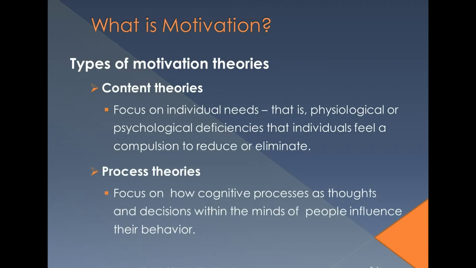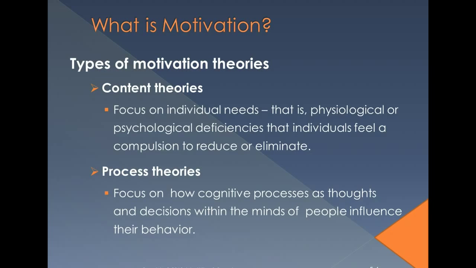Process theories of motivation focus on how cognitive processes, such as thoughts and decisions within the mind of people, influence their behavior. Whereas a content approach may identify job security as an important individual need, a process approach would probe further, identify why the decision to seek job security results in certain job behaviors. So it's a little bit deeper of a concept, really going beyond just the basic needs and really what happened in your life that is creating this real need and motivation.